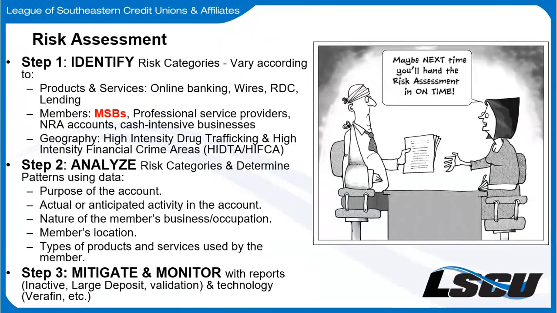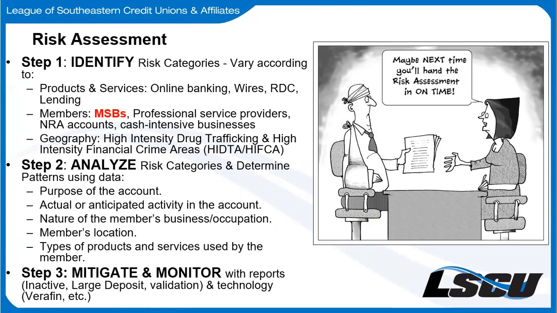So we mentioned risk assessment. So just to touch a little bit deeper on our risk assessment, this is made up of a two-step process, starting out with identifying our categories of risk. These categories can be broken down into things such as products and services. Also on members, in red there, you see MSBs, which stand for money service businesses. When we get to the case studies, we can see how money service businesses specifically have affected a few credit unions. And our last criteria is also geography, which FinCEN classifies areas under high intensity drug trafficking and high intensity financial crime areas.